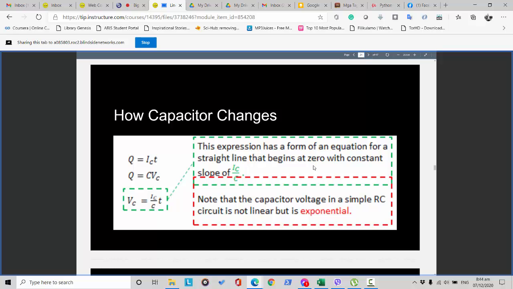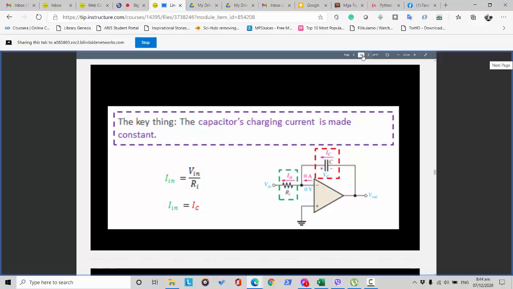So that's the formula for the voltage of the capacitor. Note that the capacitor voltage in a simple RC circuit is not linear but exponential. Now the key thing here is that the capacitor charging current is made constant.